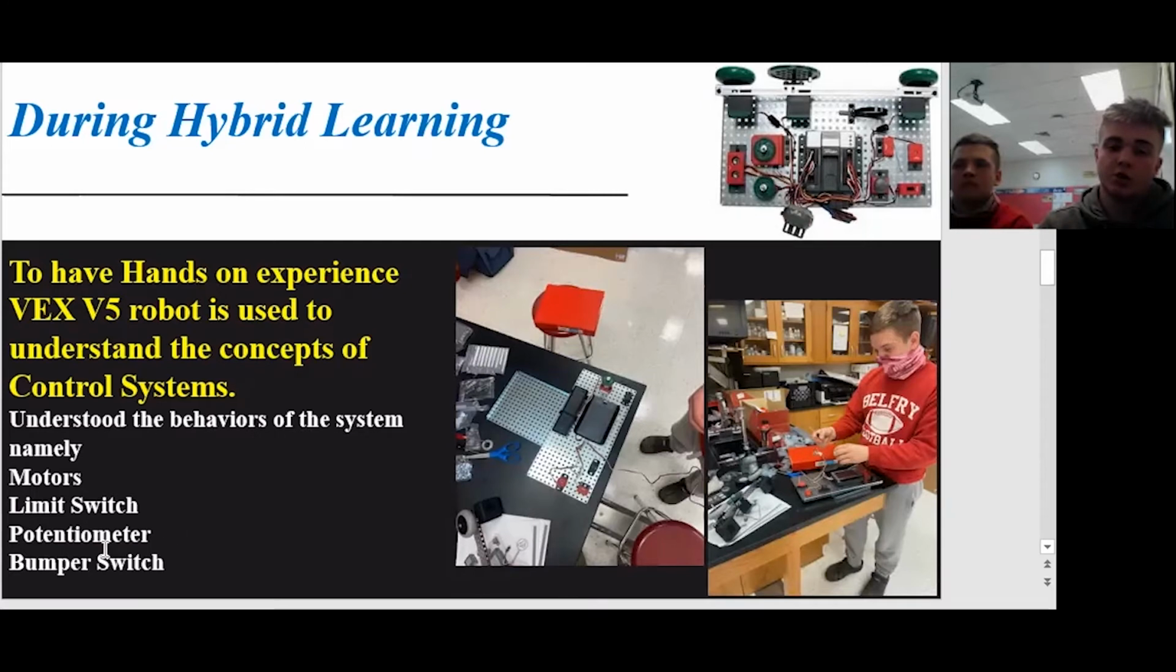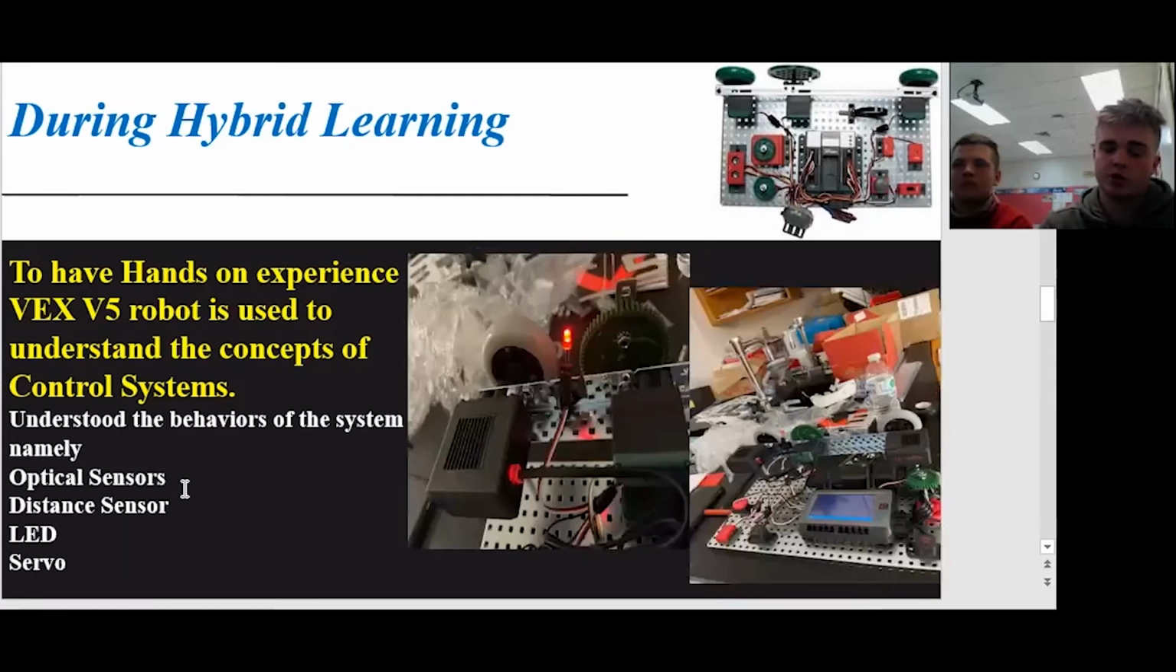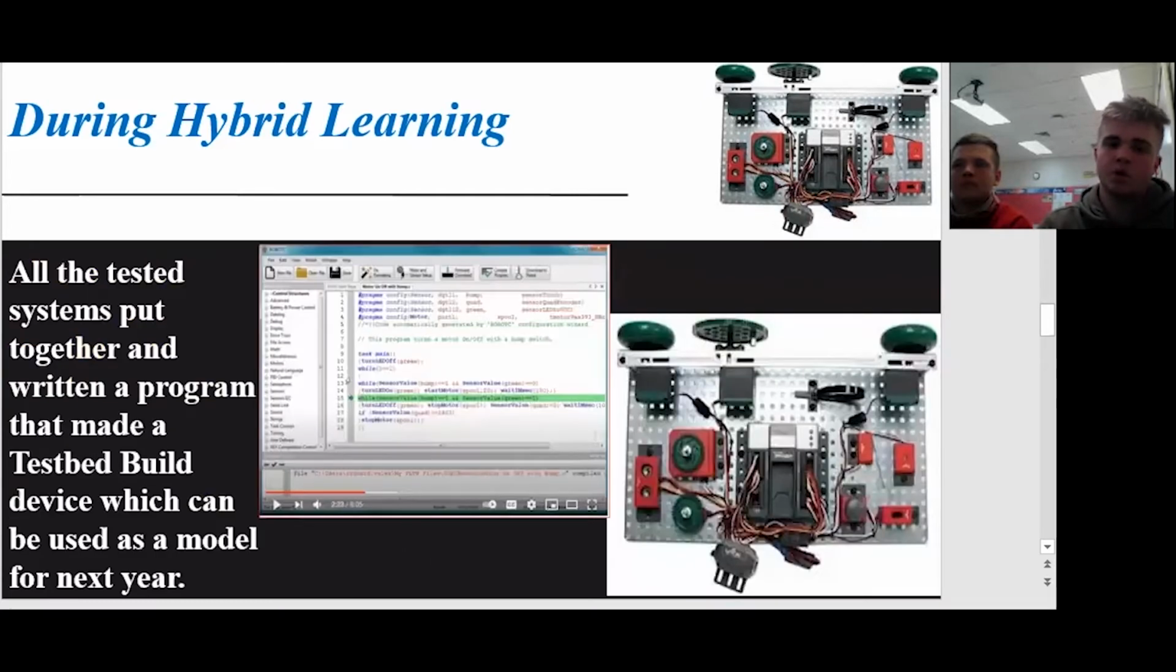So we had to know what the motors were, the limit switch, the potentiometer, and the bumper switch, and what they do. Some more parts we had to know about were the optical sensors, the distance sensor, the LED, and the servo. All the tested systems were ultimately put together, and we wrote programs that made a testbed device that would do certain things, and which can be used as a model for next year and future robots that we may build.